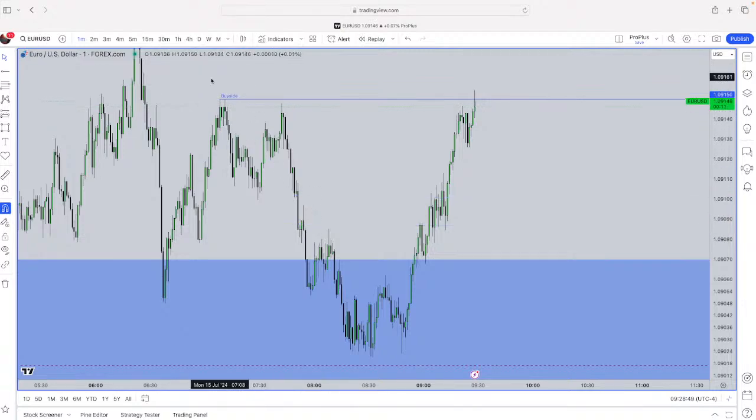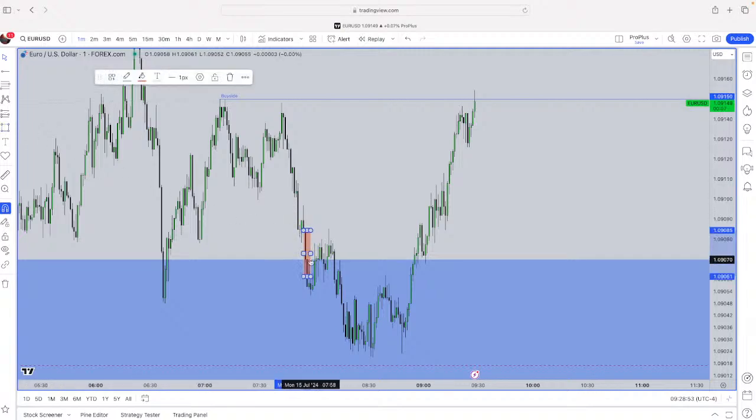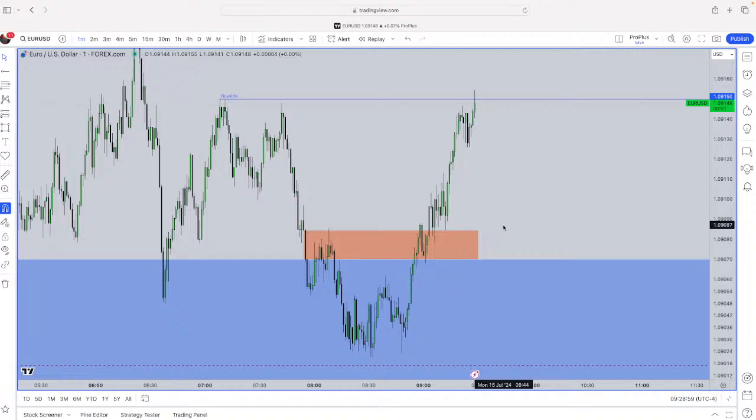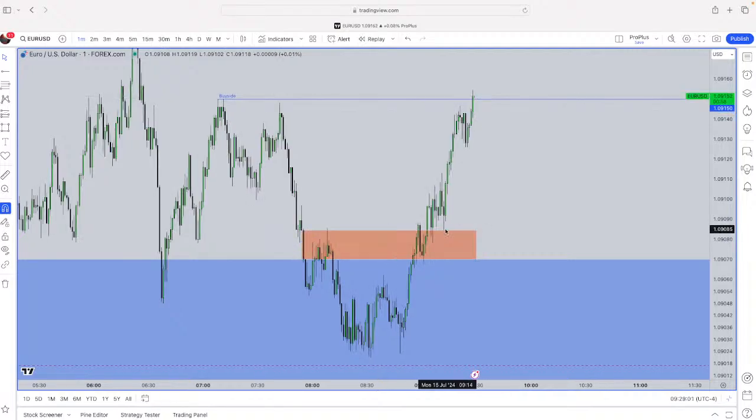Just going to keep this on for now. I mean, look at that there. That's perfect. Multiple times, if people traded inversion fair value gaps, it gives you multiple times to get in, and then one more taps it to the T before running. So that's algorithmic right there.